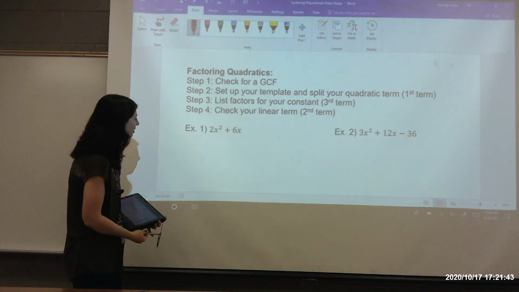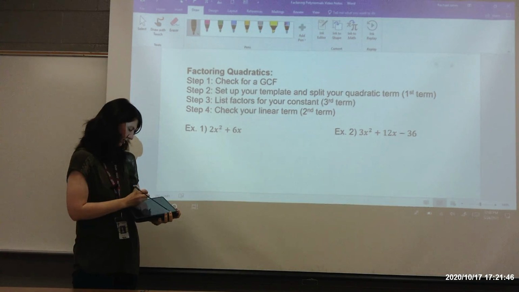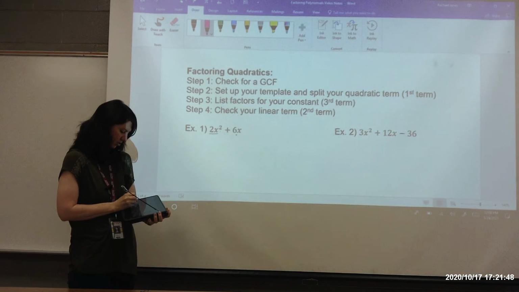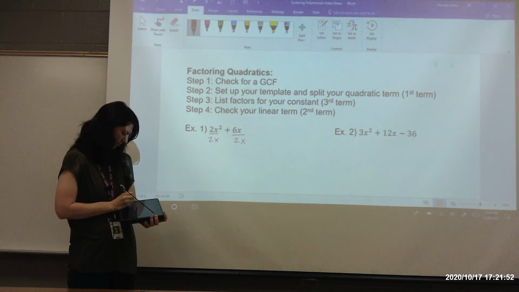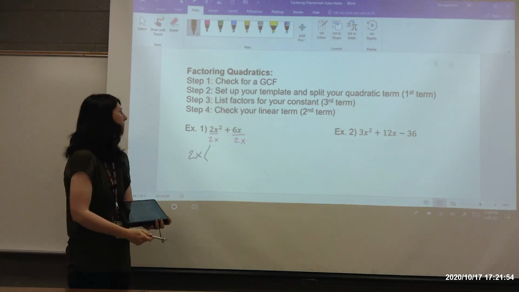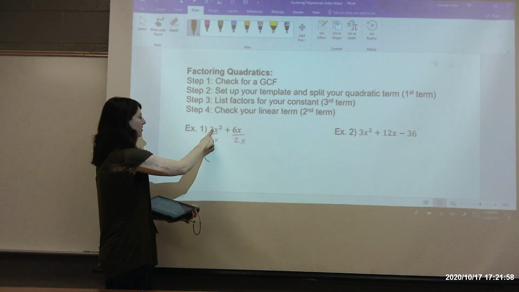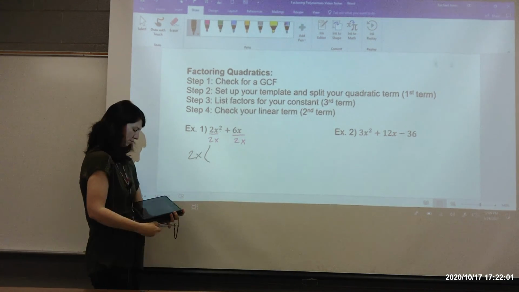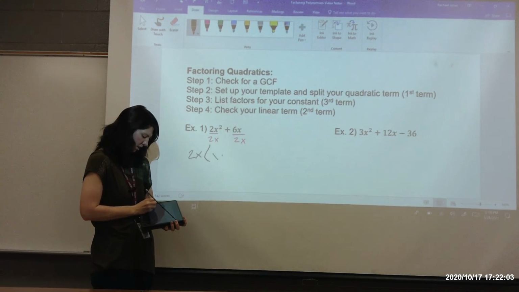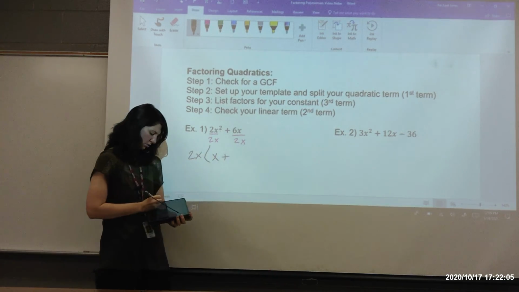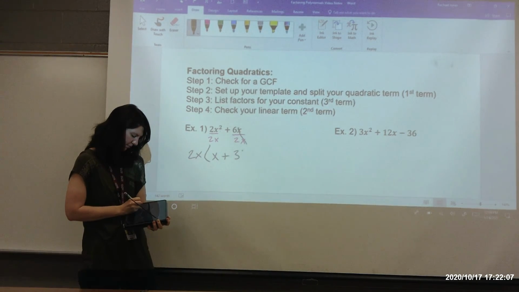All right, let's see, they're both divisible by 2 and x. So let's divide by 2x, which is our GCF. So that's going to give me 2x in front. Remember, when you're factoring, you're just separating it. And then if I divide this, my 2's cancel. X squared over x is just x. 6 divided by 2 is 3, and then my x's cancel.